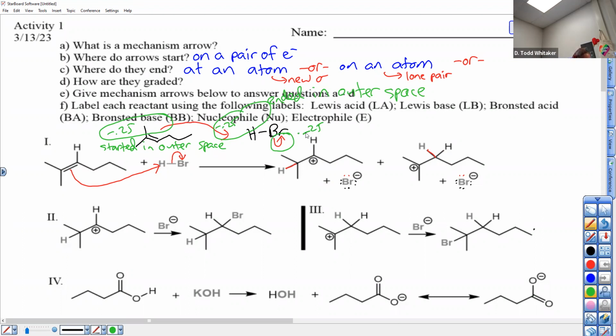How they are graded is in green, okay? Minus 0.25. Didn't start on electrons. Okay? So the top mechanism, just ignore it. It's garbage. The one on the molecule here is good. Okay, now this next one, yes, you may.